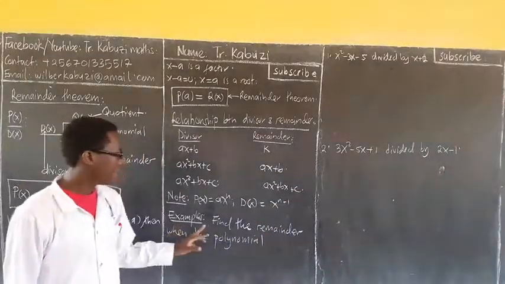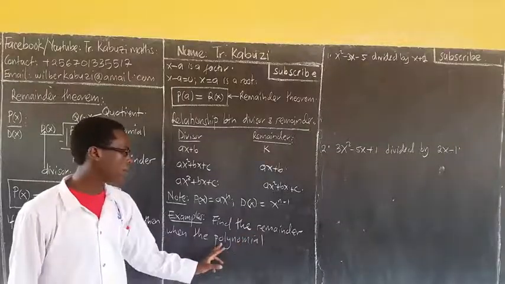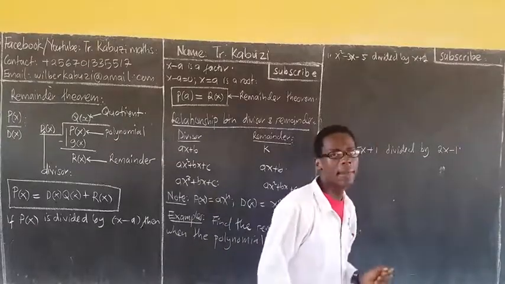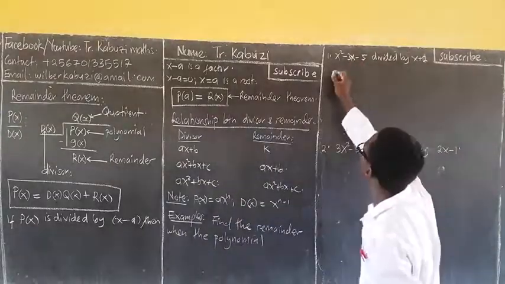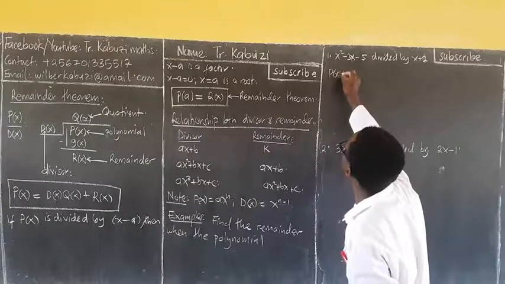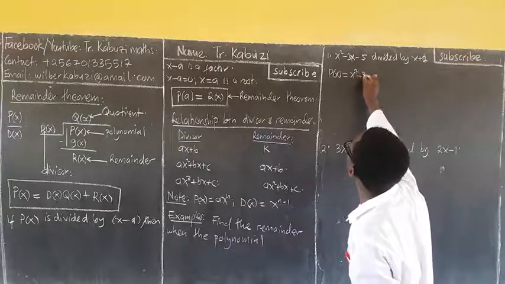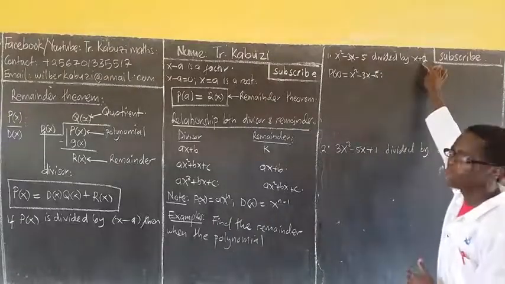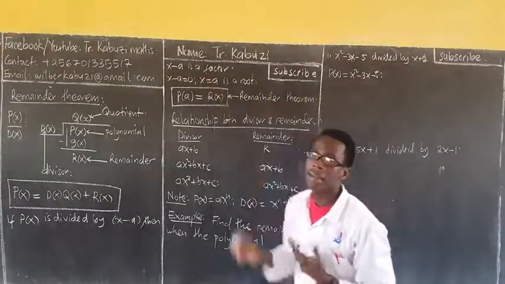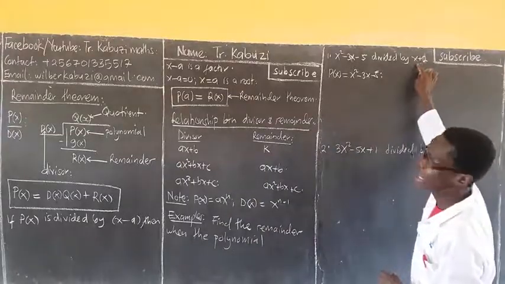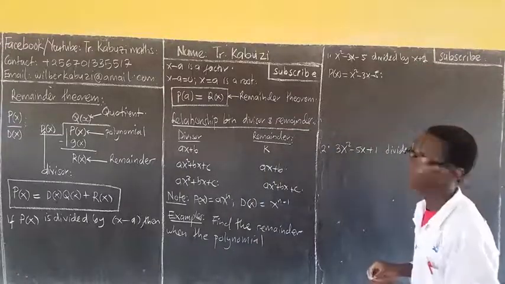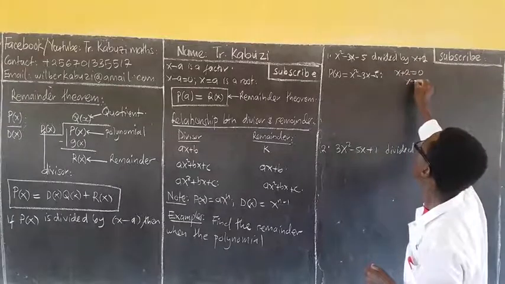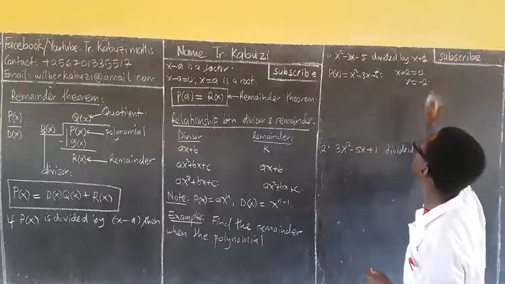Examples. Find the remainder when this polynomial is divided by this. Now, this one is our polynomial, so our p of x is x squared minus 3x minus 5. Now, x plus 2 is always a factor. Now, we need to get a root. Our root, we equate the factor to 0. So my x plus 2 equaling 0 means that my root is going to be negative 2.